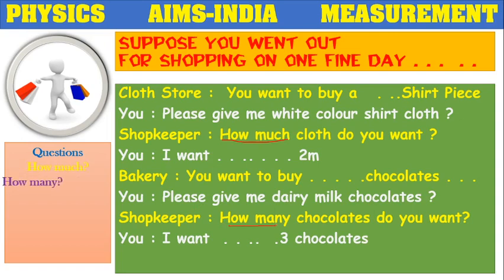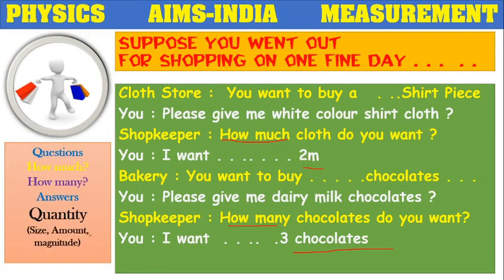For these kinds of questions, how much and how many, you will also get some answers like 2 meter, 3 chocolates. So this is called a quantity, meaning the size of the object, the amount of the object, or the magnitude of the object which you want to buy. The answers for questions like how much or how many will be considered as a quantity.